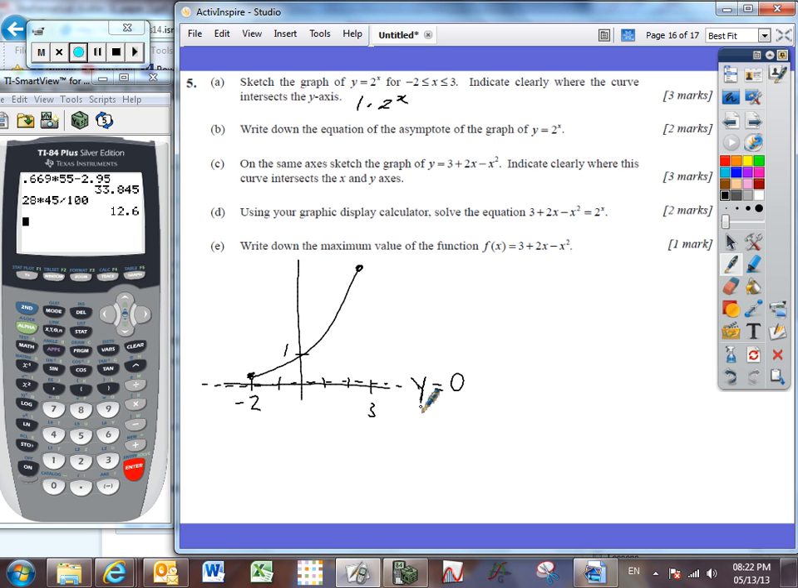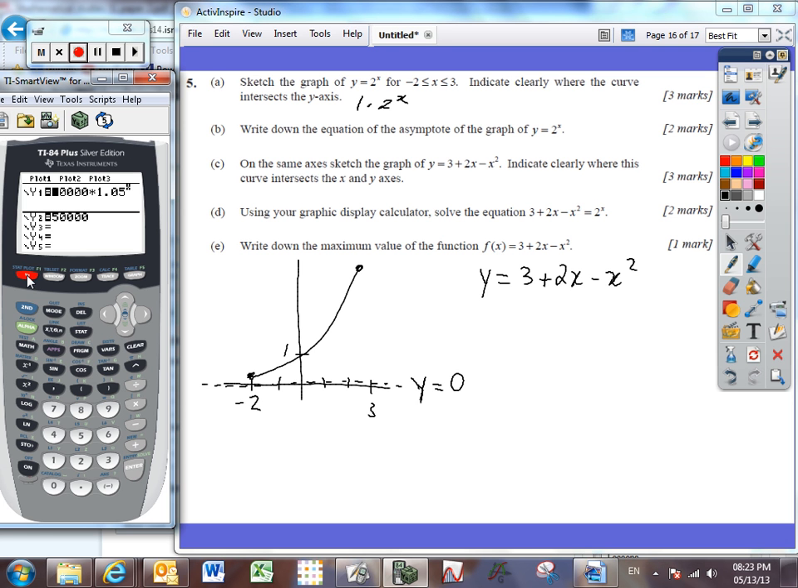Part C, on the same axis we need to sketch the graph of y equals 3 plus 2x minus x squared. Wow. I don't think we've done a question like this before, but it's a good one because it involves quadratic equations too. So we need to graph this function. Let's use the calculator to do this. So let's clear my old functions. Clear. And I'll put in this function 3 plus 2x minus x squared.